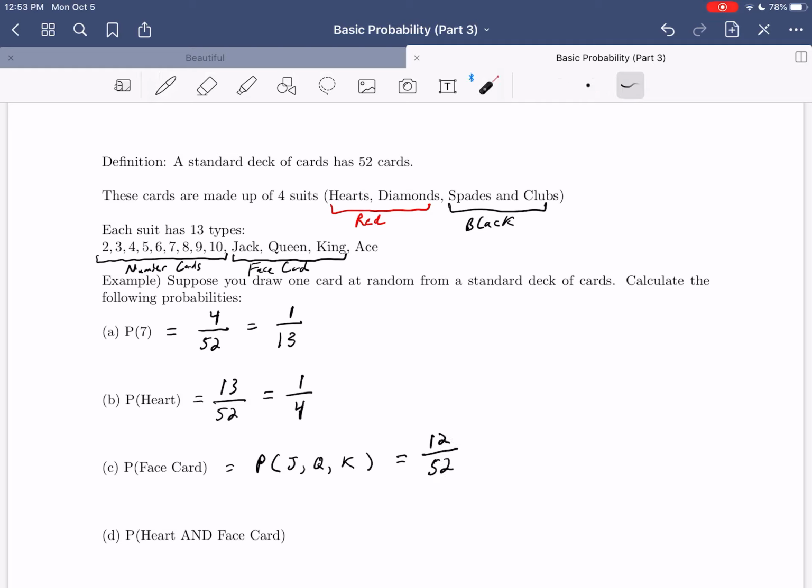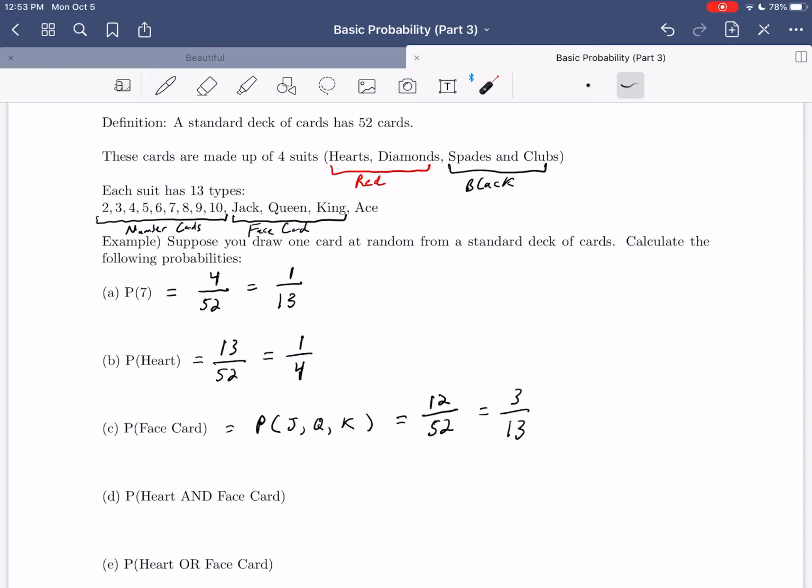Notice something we're using behind the scenes there is that we're just adding these probabilities without any worry of overlap, because there are no cards that are simultaneously jacks and queens, or simultaneously jacks and kings. So we don't have to worry about any overlap there. We just added those together. Could we simplify this? Yeah, if you simplify this fraction, you would get 3 out of 13, which should again make sense because jacks, queens, and kings are 3 out of the 13 types. So 3 out of 13.